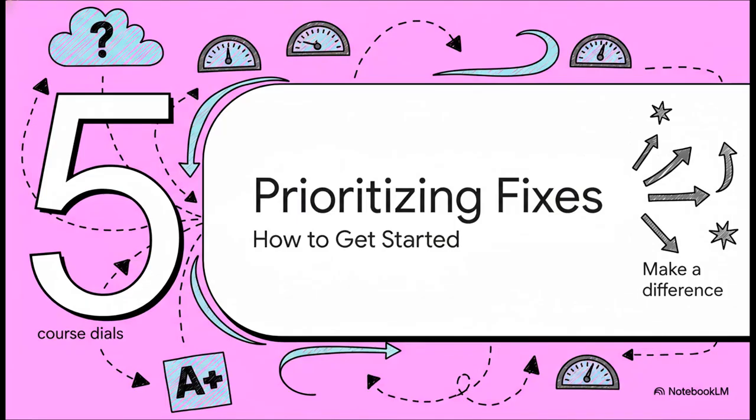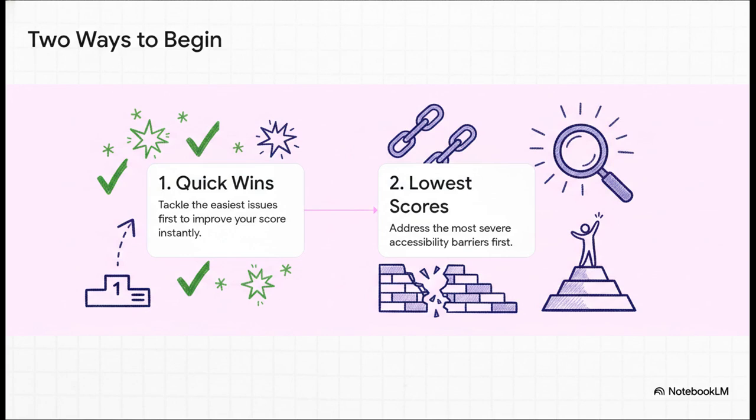Okay, so you jump into your course, you see all these colorful dials, and you might think, whoa, where do I even start? That's a totally normal feeling. But don't worry, Allie helps you prioritize so you can start making a real difference, like today. Allie suggests two really simple strategies. The first one is to go for the quick wins. These are the easy fixes that Allie flags for you. Tackling these first can give you some quick momentum, and you get to see those scores jump up right away. The other approach? Start with the lowest scores. Find those red dials and address the most serious barriers first to make the biggest possible impact for students right away. Either way, you can't go wrong.